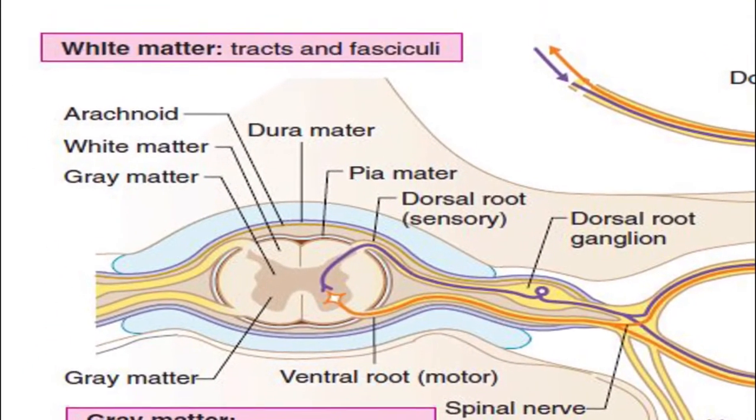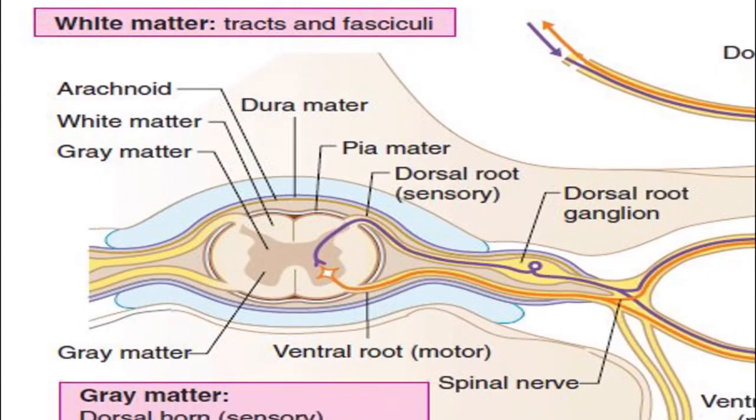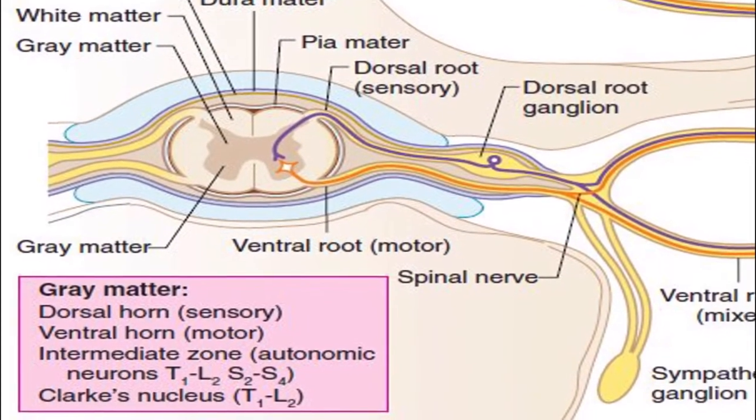Initially, let's talk about the white matter. Within the white matter, there are the tracts and fasciculi. This is the white matter, and this part is gray matter, and these are the surrounding meninges: dura matter, arachnoid matter. The blue one is the dura, then the orange one is the arachnoid, and the inner one is the pia matter.